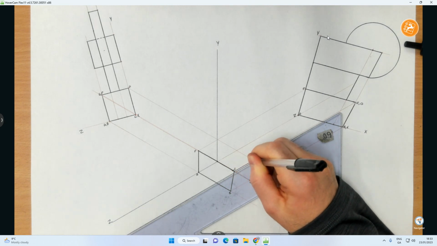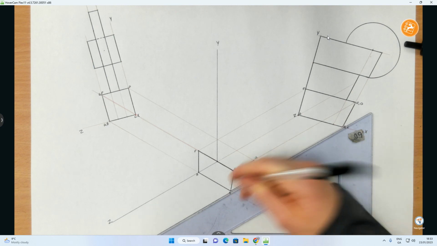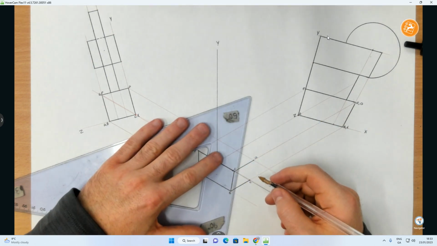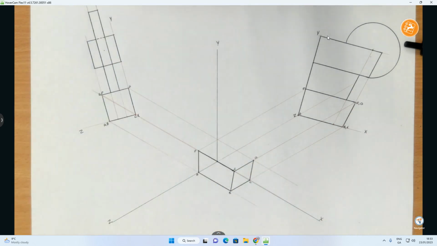D connects to E. C connects to B. And then finally, now they should be parallel. So I usually use that as kind of a guide. I'll connect them up like that. There you go. That there is the portion of the base.